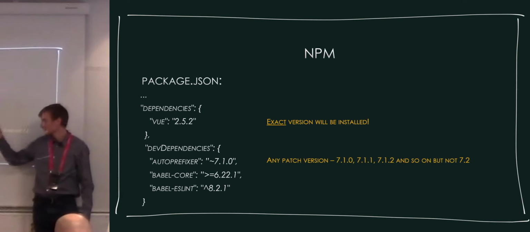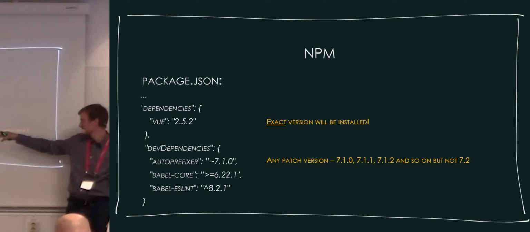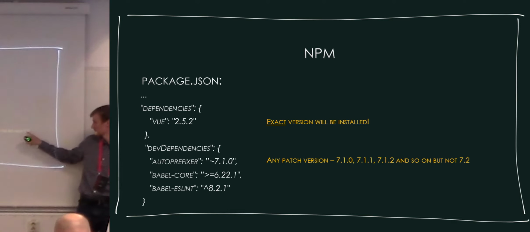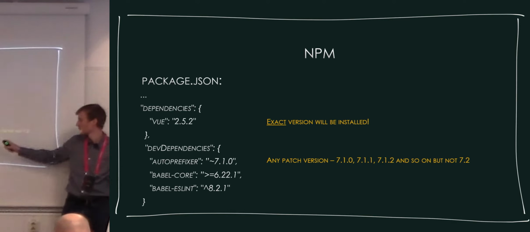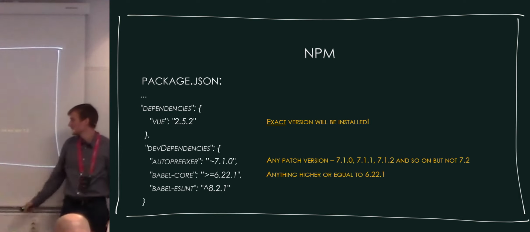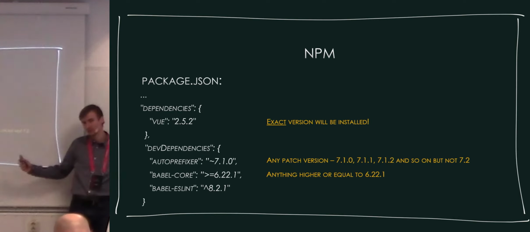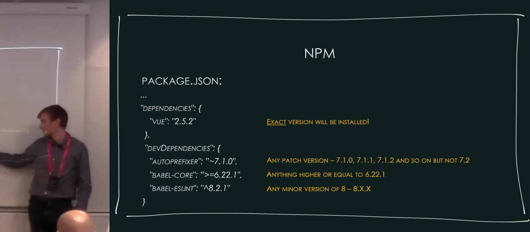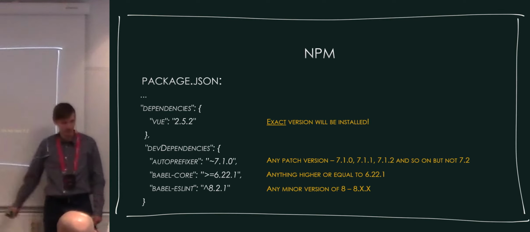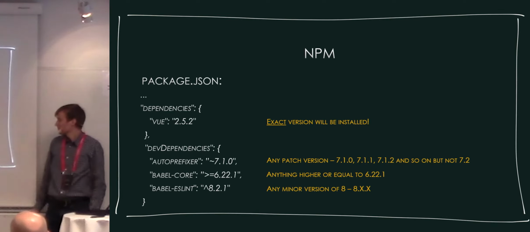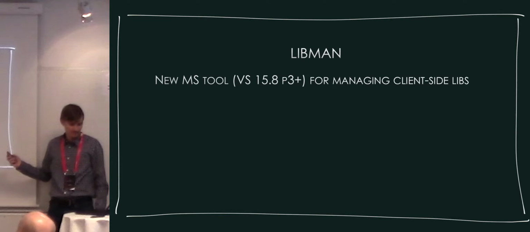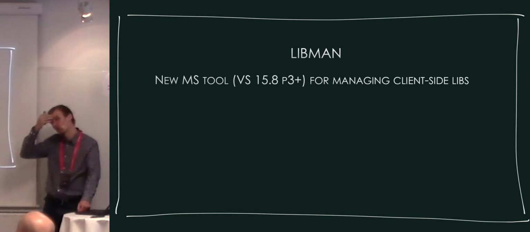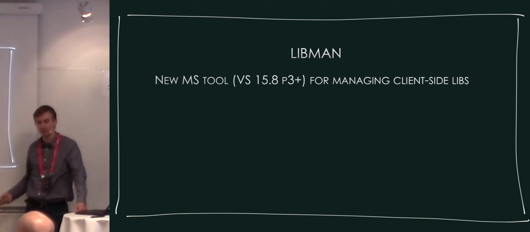And then instead of intervals, you have the tilde for any patch version. So for the last digit there, you can get an open interval saying anything higher than that. And you can get any minor version, so 8.1 would go, 8.3 would go, and so forth. So yeah, makes sense. Now, a new tool for JavaScript files, for library files.